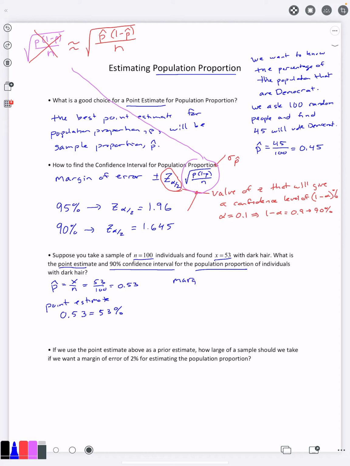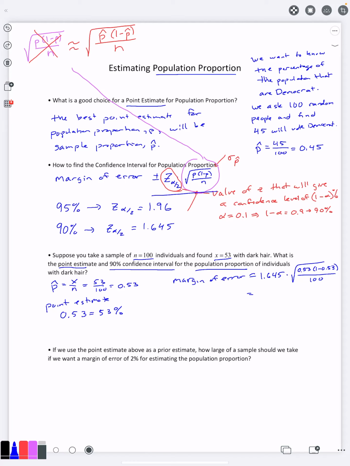Now to find the confidence interval, I need to find the margin of error. And we have the formula for that right up here. So we have to use our z-value, and we have our z-value for 90% confidence is 1.645. And then we're going to do the square root, and we're going to use the p hat instead of the real p, because we don't know the real p. 0.53 times 1 minus 0.53 over 100. And then we have to go ahead and get our calculator out for that.